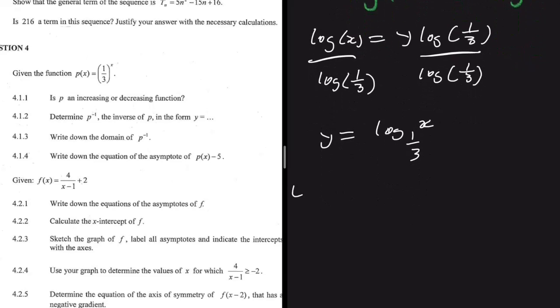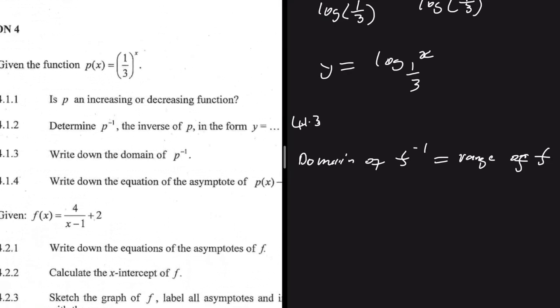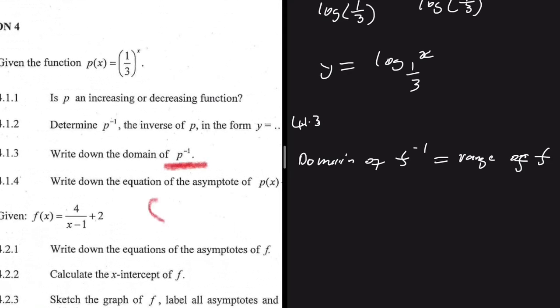4.1.3, let's write down the domain of P inverse. What I want you to know is that the domain of f inverse is equal to the range of f, right? So we're looking for the domain of P inverse. So actually we can find the domain of P inverse by just finding the range of P, right? And for our function P of x equal to 1 divided by 3 to the x, you can see that the range is going to be y is greater than 0.